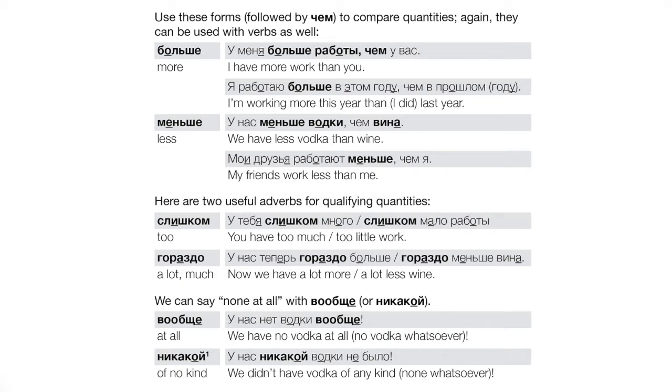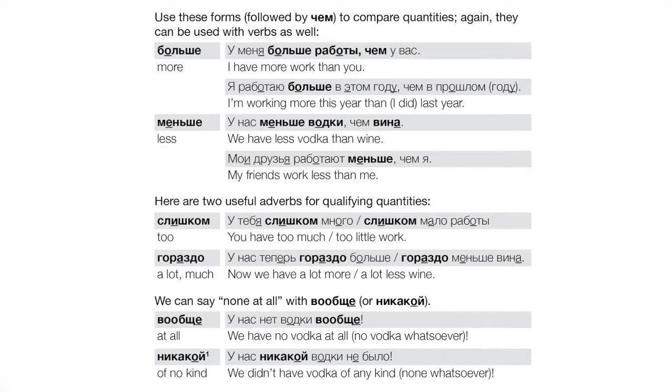Okay, now what about comparing and qualifying quantities? To be a bit more specific, больше and меньше are the basic forms here. Больше means more, меньше means less. These are both comparative forms, and we're going to talk more about comparative forms generally soon. But these also are expressing quantities.